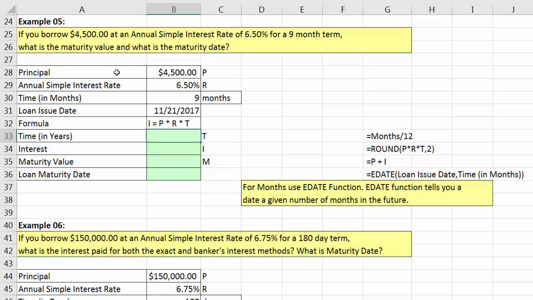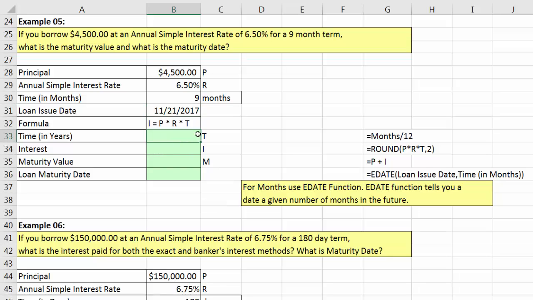Now, I've already listed all of the variable names and our variables. Principal, that's the P. Annual simple interest rate, that's the R. Notice this is time in months, and I like to put the unit off to the side just to remind myself that's months. Now, the loan issue date is 11/21/2017. There's our base formula for calculating interest.